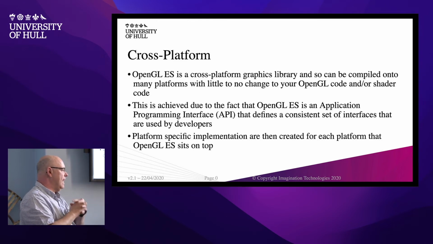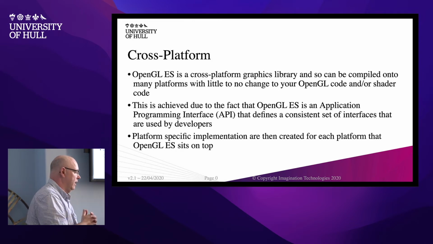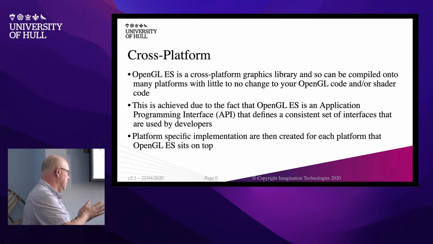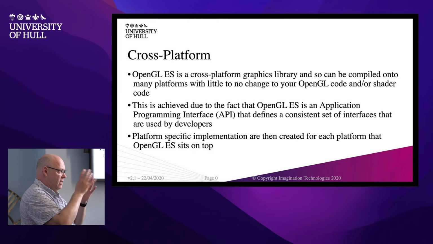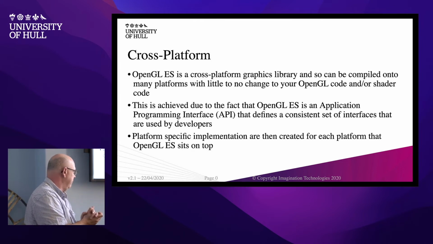So OpenGL ES is a cross-platform library, so little to no change needs to be done to the OpenGL ES code. And if you're using a language like C++, as long as you're not using any libraries particular to a platform, it's going to compile just fine for others. So yeah, it's this API.